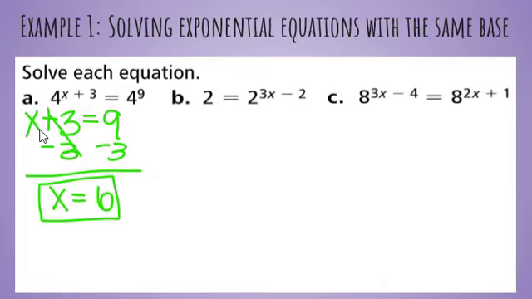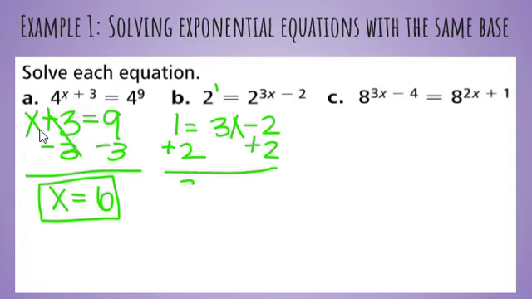Our next one, we have 2 equals 2 to the 3x minus 2 power. When there's not a power here, there's a 1. So there's really a 1 right there as the exponent. So we have 1 is equal to 3x minus 2. Now we want to solve for x. We're going to start by adding the 2 over.